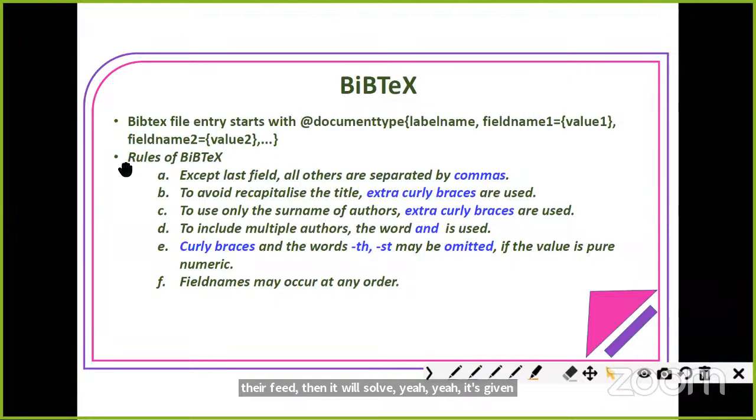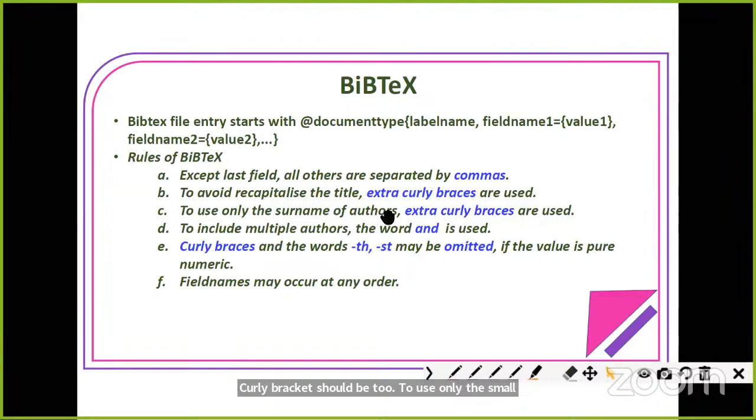There are some rules to form these bib files. First, we have to start with the at symbol, then the document type, article, book, or something like that, and the label name, followed by the field name equal to the value within curly brackets, and for field name 2, value 2, like that. Each and every field is separated by commas except the last field. And suppose you want the title without capitalizing, then we have to use an extra curly bracket. Two curly brackets should be used to keep only the small letters instead of capital letters.